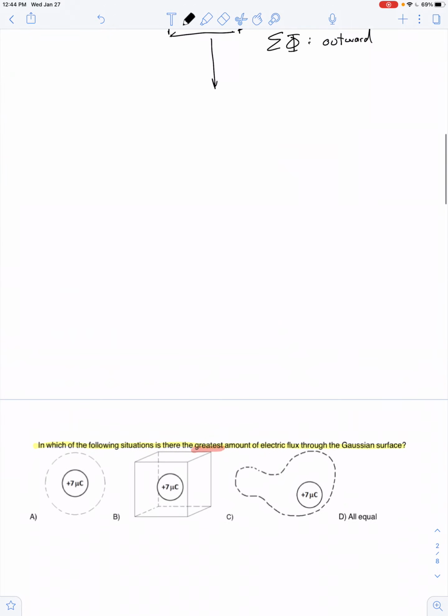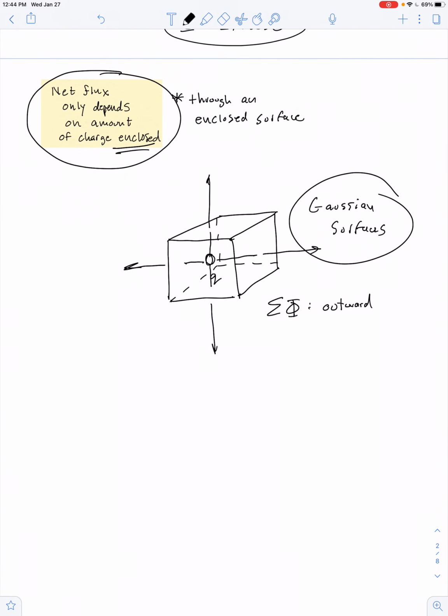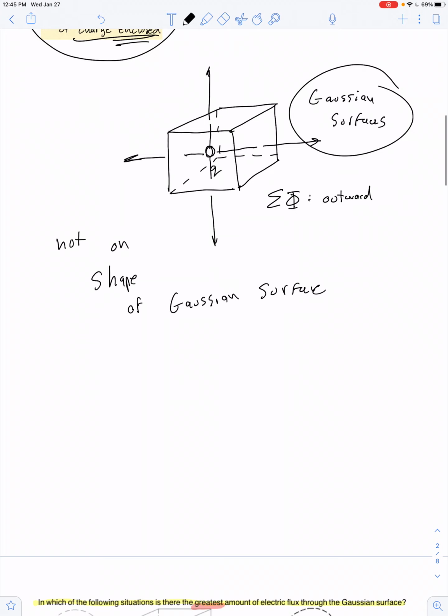So the idea being net flux only depends on the amount of charge enclosed. What does it not depend on? It does not depend on the shape of the Gaussian surface. Interesting. So if I had drawn a sphere instead of the cube, there's still the same overall amount of flux pointing outward.